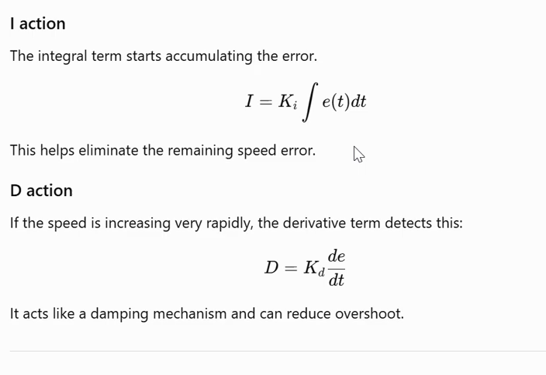So in D action, that is D controller, if the motor speed rises very fast, very rapidly, then the derivative term detects this. So it acts like a damping mechanism, and we know what is damping mechanism. So almost it is an opposite force to the increasing parameters. So this D will act as a damping mechanism to control the rapidly increasing parameter. Here, which is the rapidly increasing parameter? That is speed. So it will provide a damping control on that and reduces the overshoot.